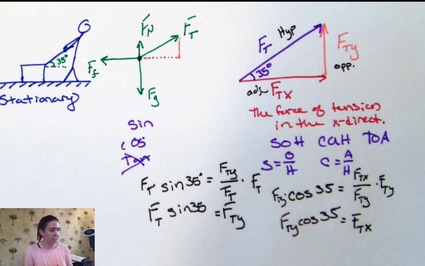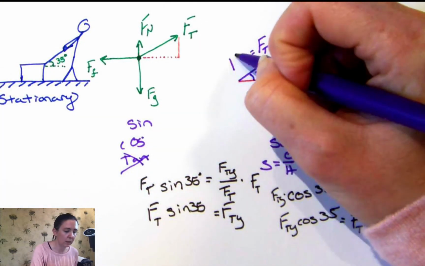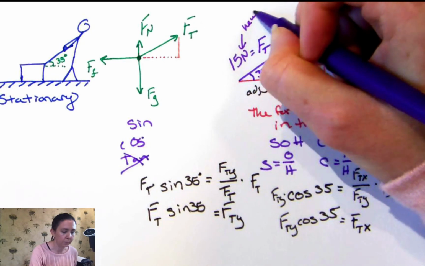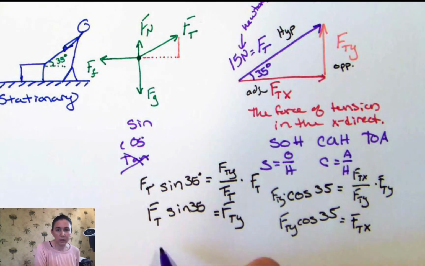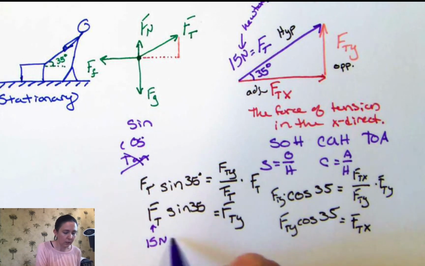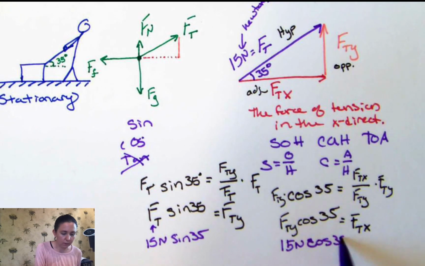Now, if you had a number for that force of tension, maybe the force of tension is 15 newtons. Remember, newtons is the unit for force. Then we would just substitute that in right here. We would say 15 newtons times the sine of 35. And we would say 15 newtons times the cosine of 35.